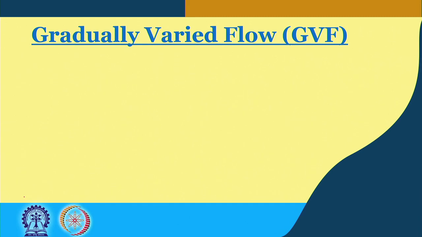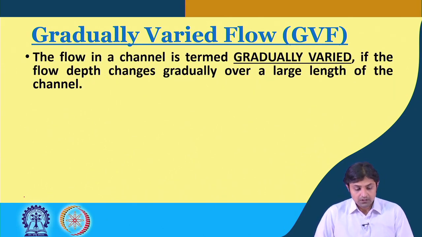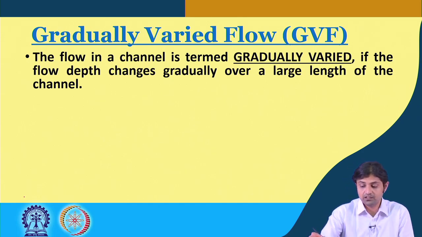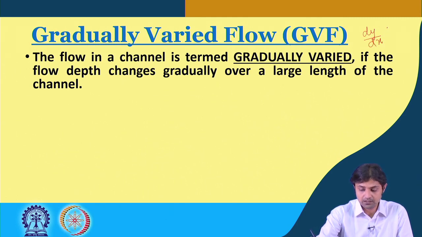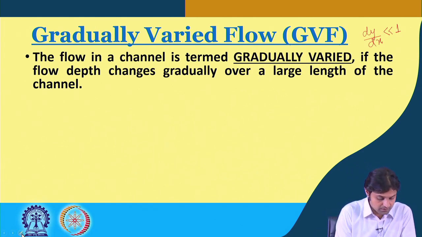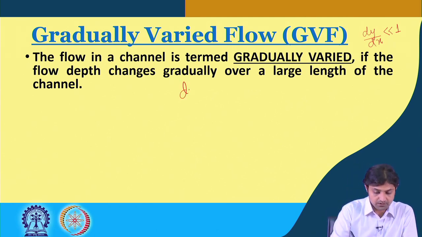We have already derived an equation before, but to make it clearer we will see it in a little different way, a derivation of a different sort. So, what is gradually varied flow? The flow in a channel is termed as gradually varied if the flow depth changes gradually over a large length of the channel. We said that dy by dx is very much less than 1. So, this is the definition.